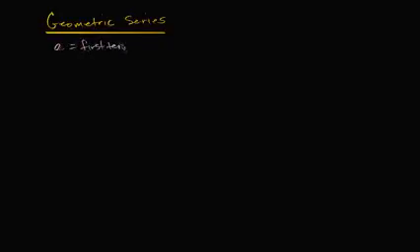Let's say that we are dealing with a geometric series, and there are some things that we know about this geometric series. For example, we know that the first term of our geometric series is a. So that is our first term. We also know the common ratio of our geometric series, and we're going to call that r. So this is the common ratio.